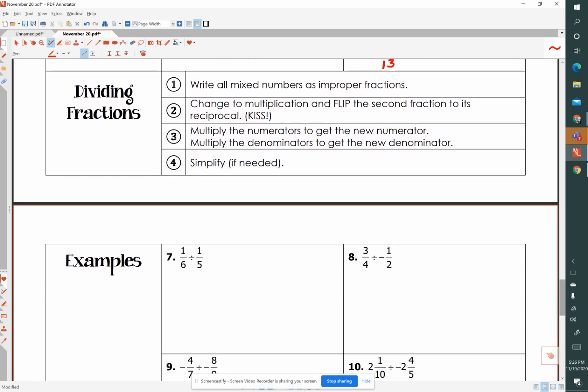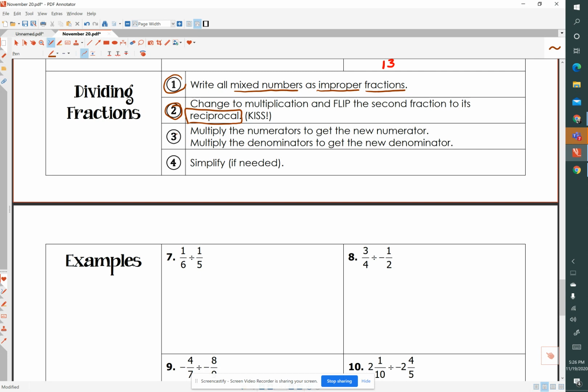Now we're moving on to a division review. And again, we're going to write all mixed numbers as improper fractions. Then we'll change the division to multiplication. We've been doing a bit of this. And then we're going to flip the second fraction to its reciprocal. That's the language we've been using. Some people use this acronym KISS, keep the first one, keep it, switch. I just think it's better if we just understand exactly what we're doing.